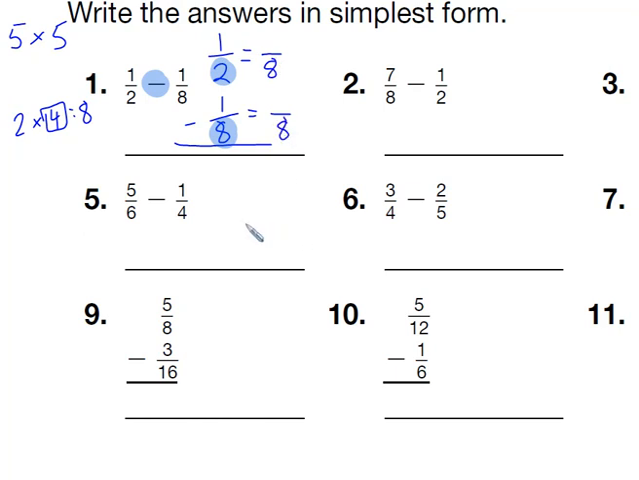Okay, that's not always going to work, like in number 5, which is 5/6 minus 1/4. If we look at these two, the smallest number, 4, is not a factor of 6. We cannot take 4, multiply it by anything, and get 6 as an answer. That does not work. So instead, we have to use a different strategy. Instead, what we're going to do is start looking at multiples until we get a common multiple.